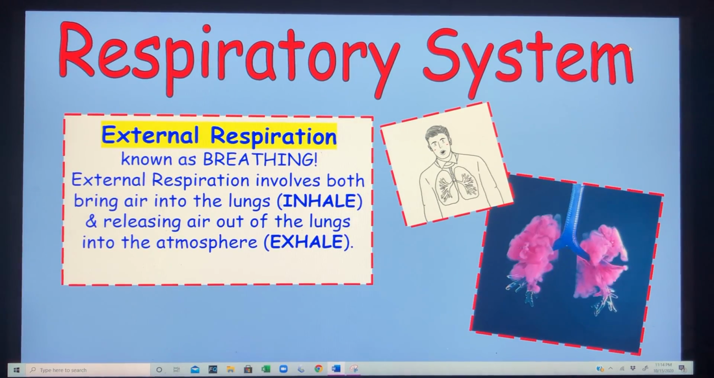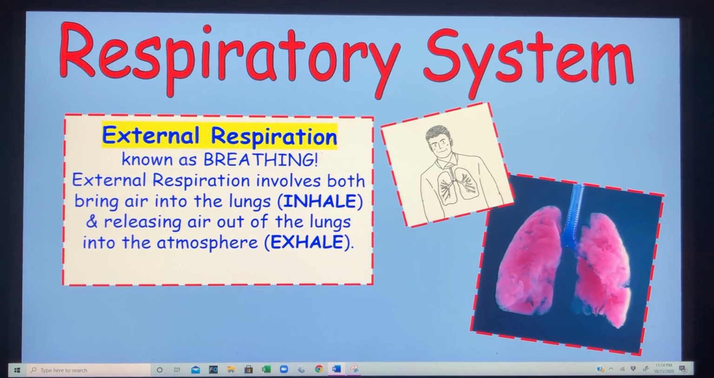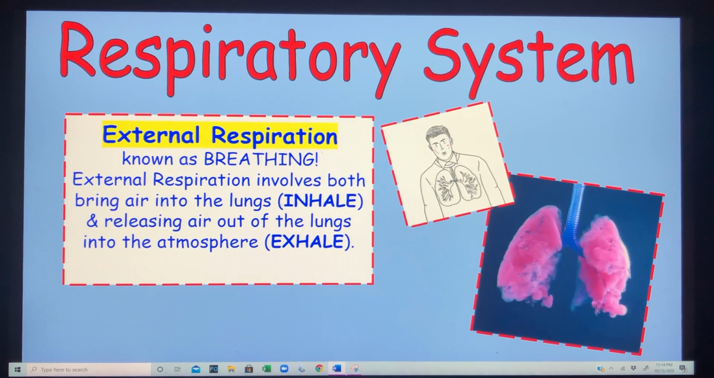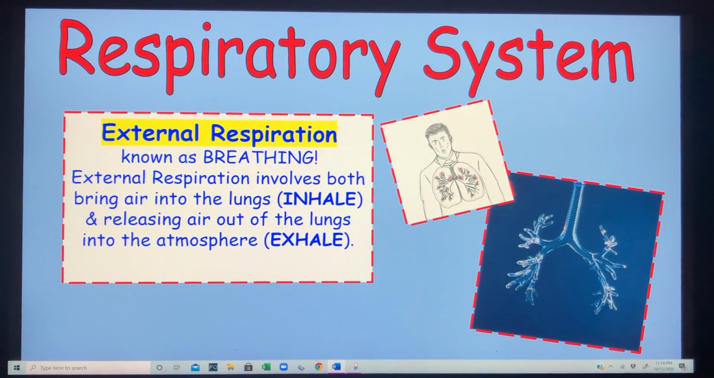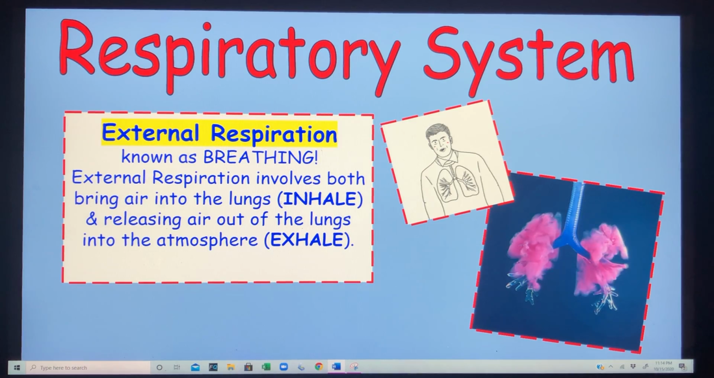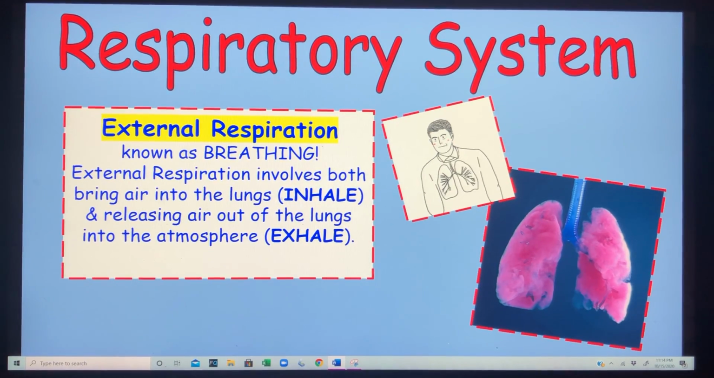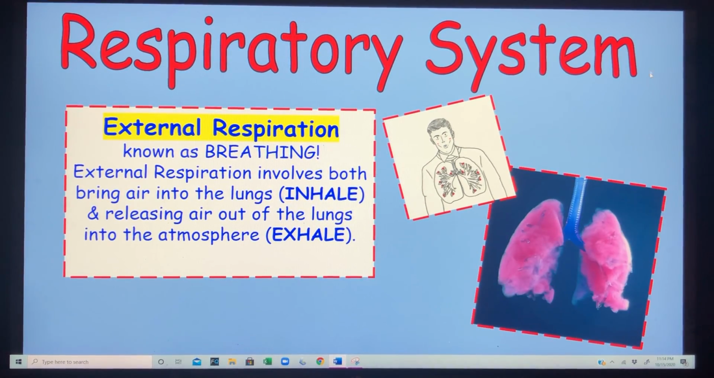External respiration is what you know as breathing. External respiration involves both bringing air into the lungs, which is called inhaling, and releasing air out of the lungs into the atmosphere, exhaling.